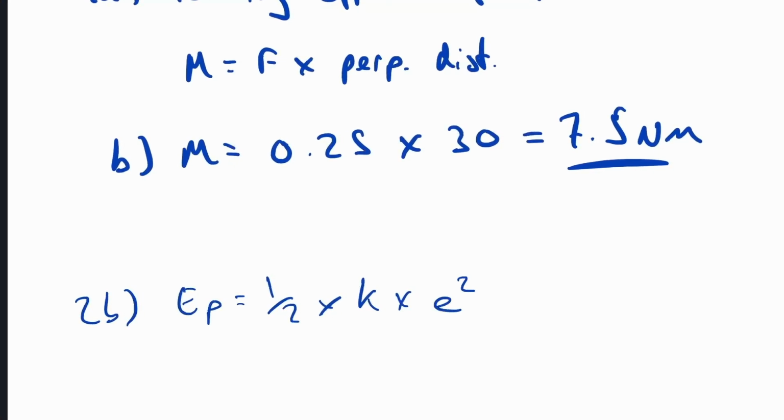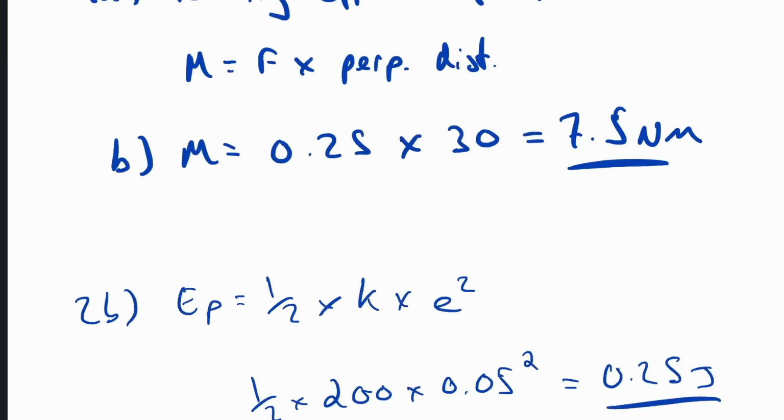And so essentially, again, it's just a case of plugging in your numbers. So the spring constant was 200, so you can do half multiplied by 200 multiplied by the extension squared. And remember, the extension was 0.05 meters, and so you just want to square that. And if you plug that into your calculator, you should get 0.25 joules. Okay, and again, the units, you do need them, and it would just be joules.